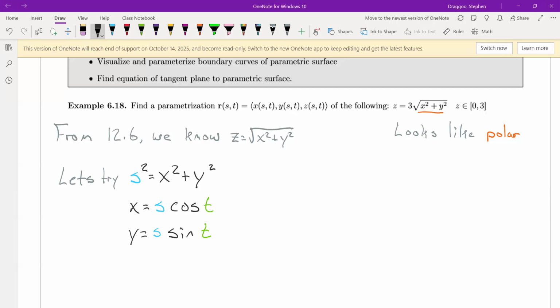Now, that means my equation, which was z is equal to 3 times the square root of x squared plus y squared, I really want to call that z equals 3 times the square root of s squared. Because I really wanted to make that substitution, meaning I'm ultimately going to use the equation z equals 3s. Again, that's coming in from the way that I wanted to define my polar parameterizations.